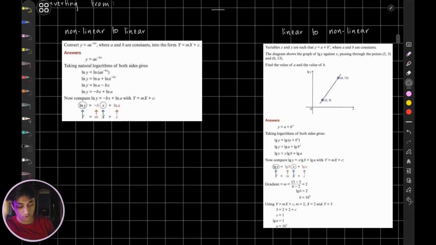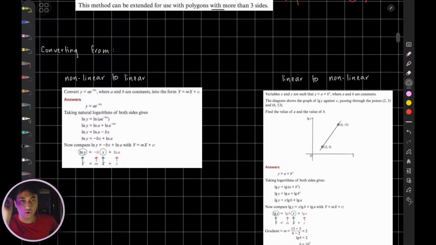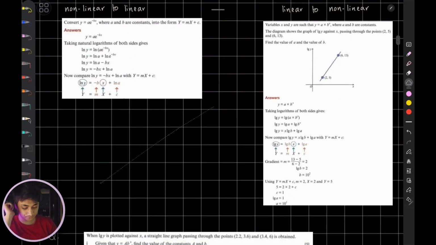Now, the next thing that we will be talking about is converting nonlinear functions into linear functions. Basically, when you have a straight line, such as this one, this is a linear function. Typically speaking, y is equal to mx plus c is your linear function or straight line function.